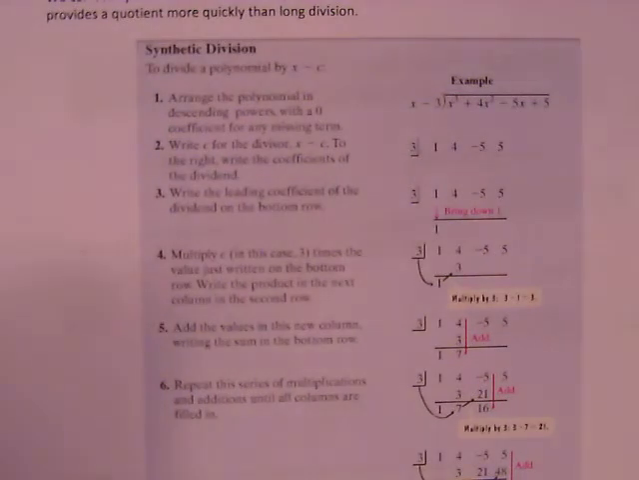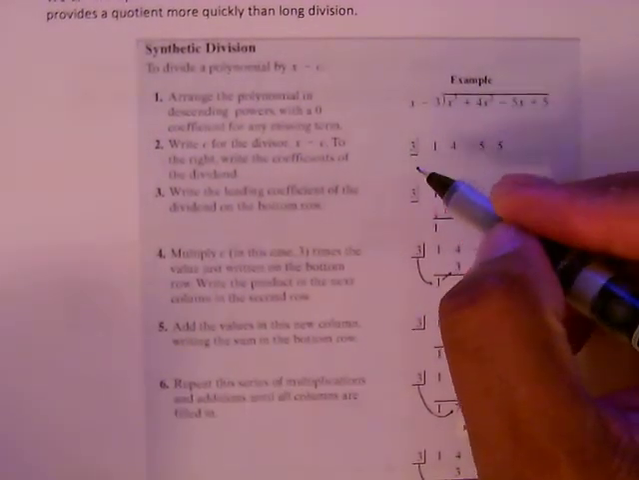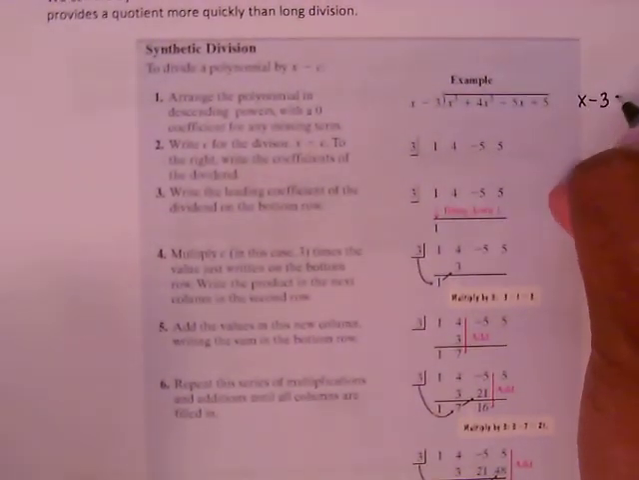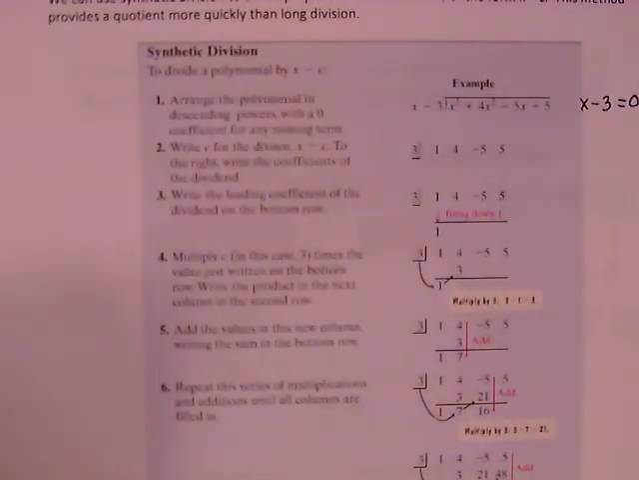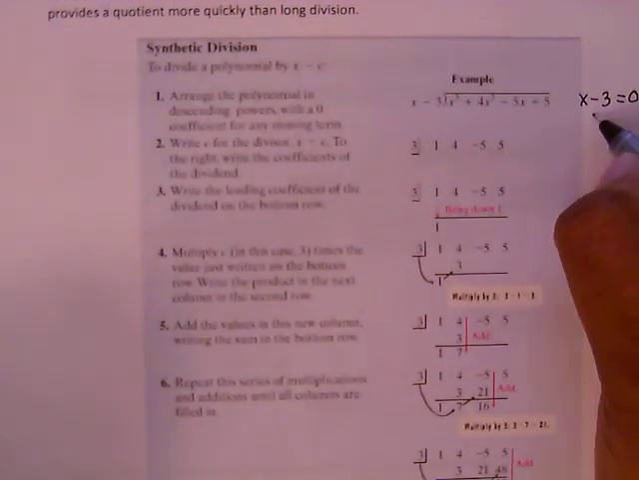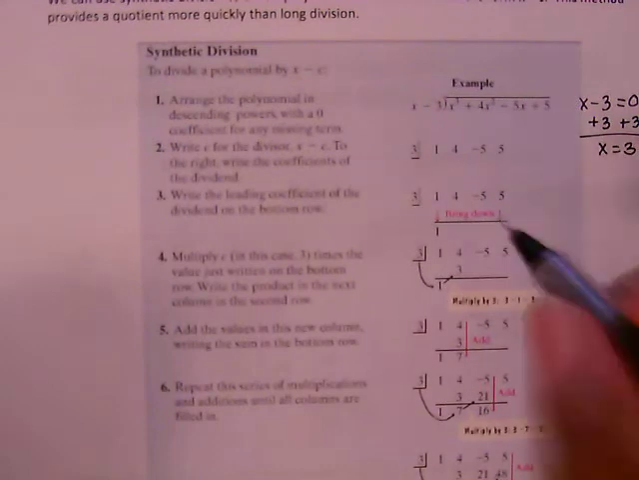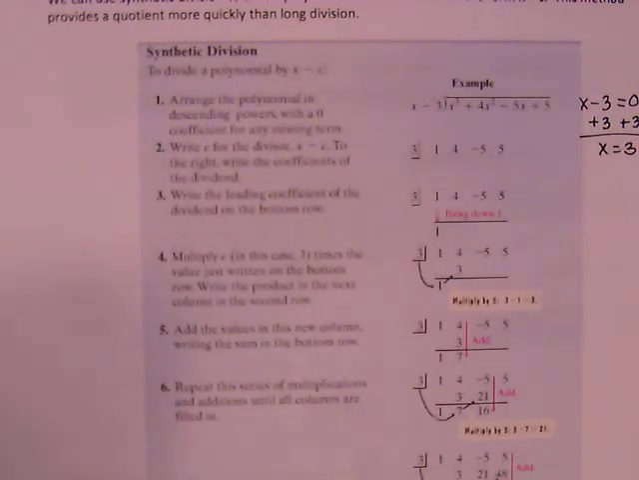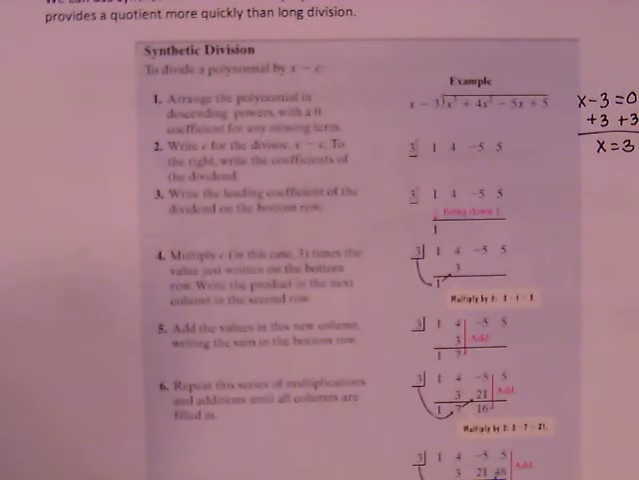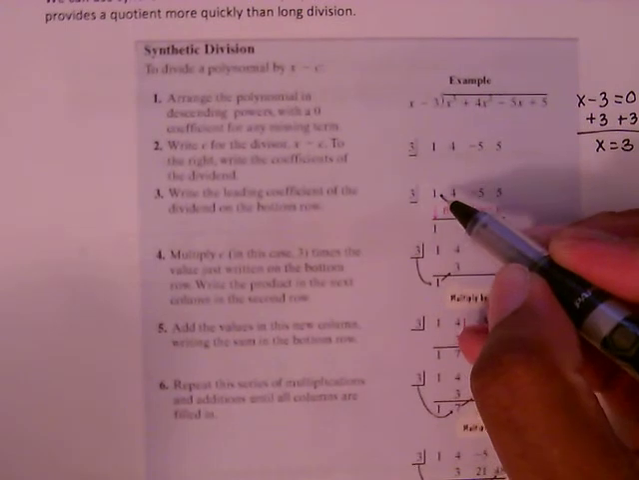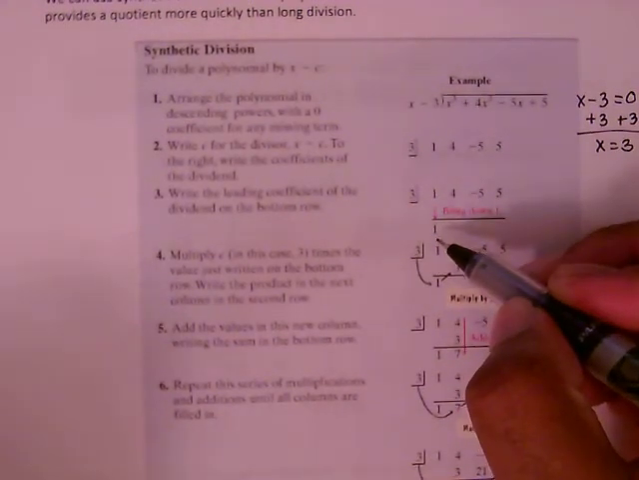Now, to get the divisor, which is x minus 3 in synthetic division form, what I would do is take that divisor of x minus 3 in this case, set it equal to 0, and solve for x. And that will tell you what the divisor is. In this case, your x is going to be equal to 3. So your 3 will be your divisor here. And now the next step, step number 3, is to write the leading coefficient of the dividend in the bottom row. So this 1 is your leading coefficient. I'm going to write that down in the bottom row.